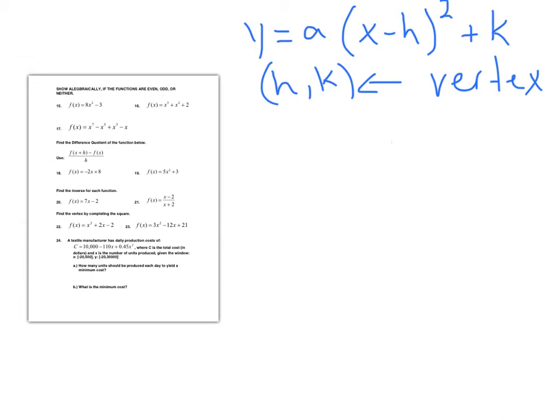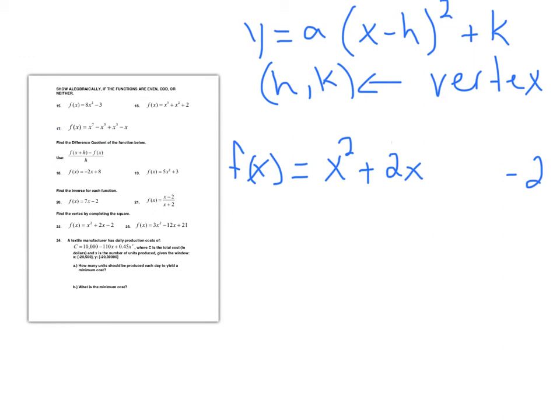We have f of x equals x squared plus 2x, and I'm going to write the minus 2 over here. Okay, leave a little space, because this is where completing the square comes into play. Alright, now, if I want to complete this square, I want to turn this into a perfect square trinomial.